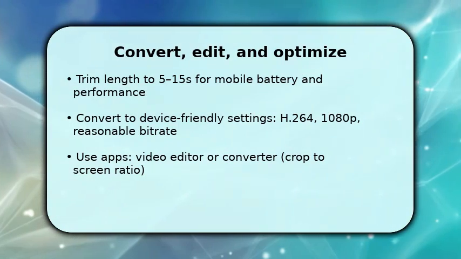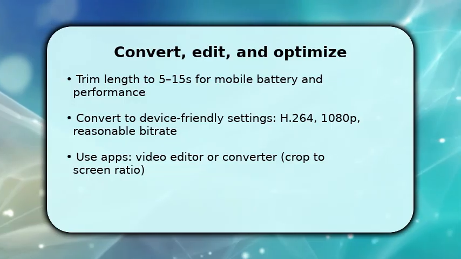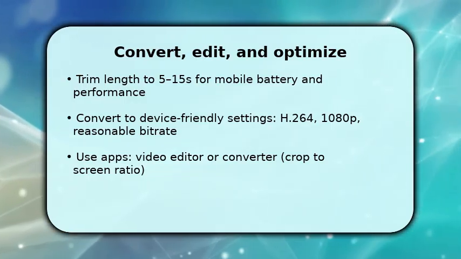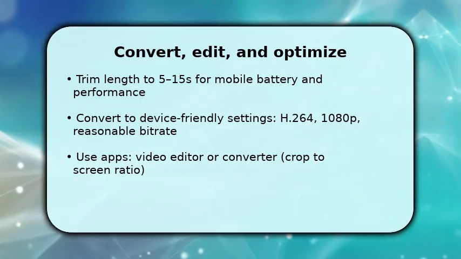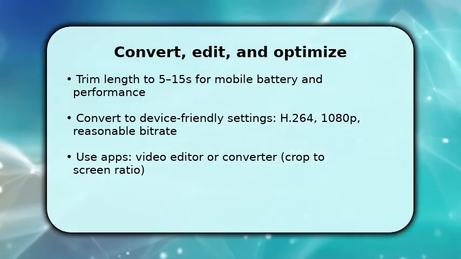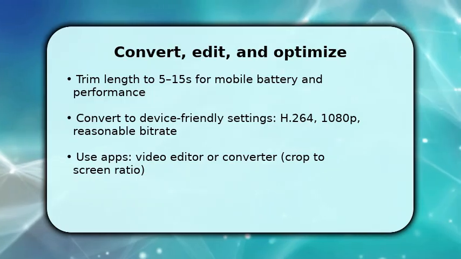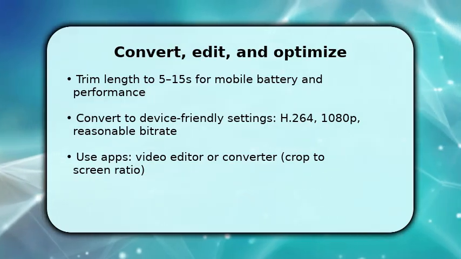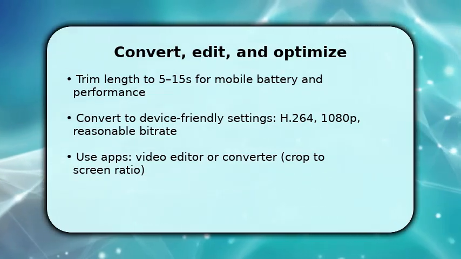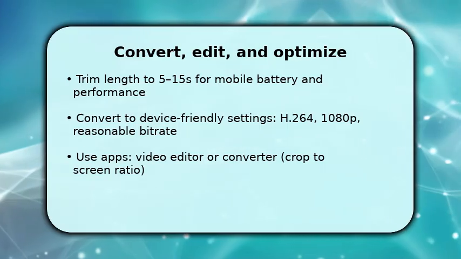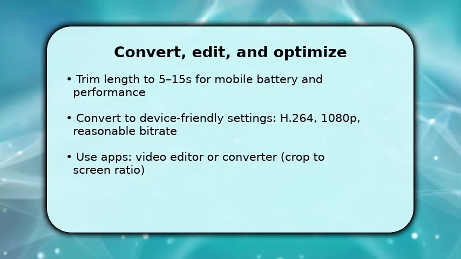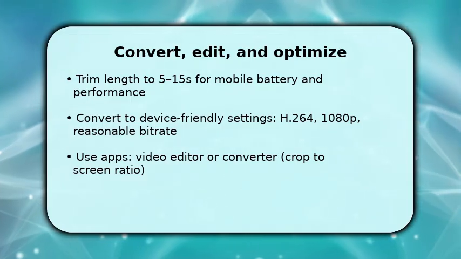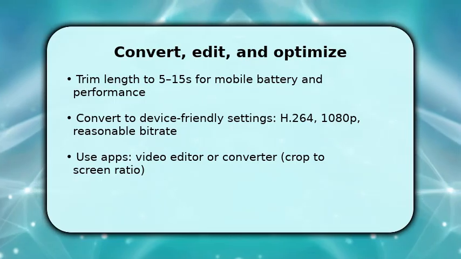Now you prepare the clip for a wallpaper. Open a lightweight video editor or converter and trim to a 5-15-second loop so it won't drain battery. Then convert to H.264 codec at 1080p or your screen's resolution and set a moderate bitrate. This preserves quality while keeping file size small. Crop to your device ratio, 16:9 or device native, to avoid black bars. Once optimized, export as MP4 or live photo.